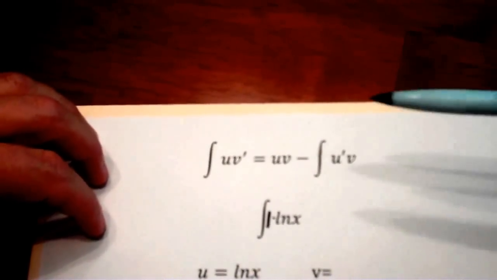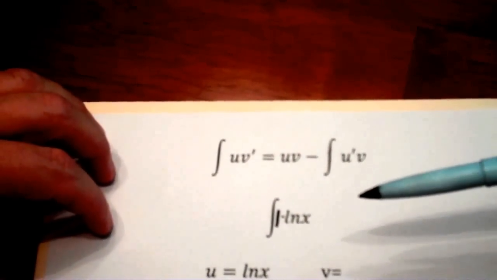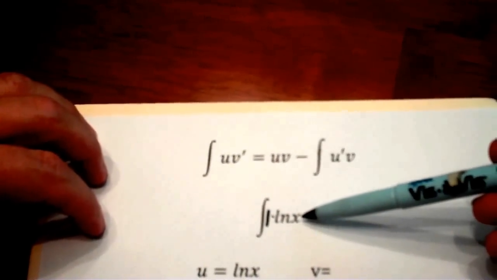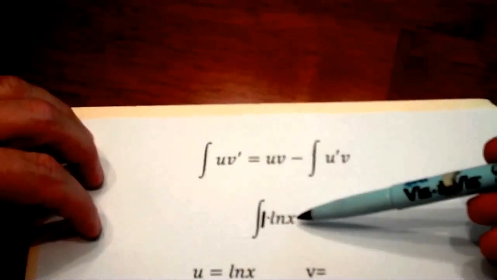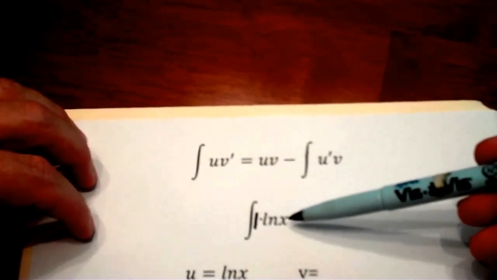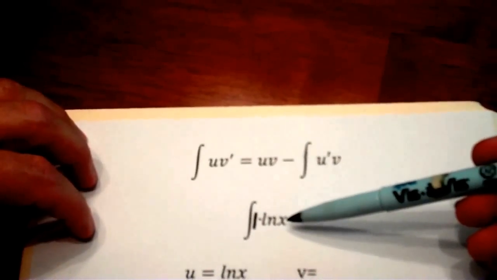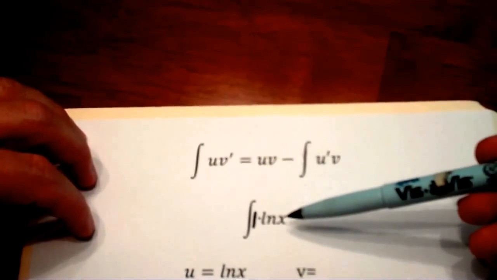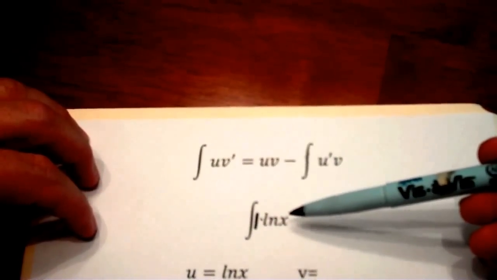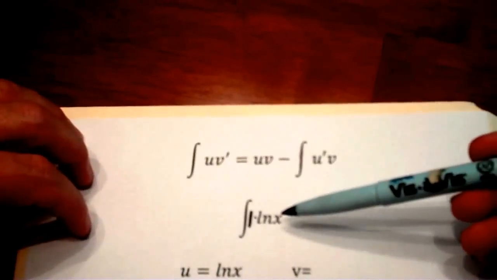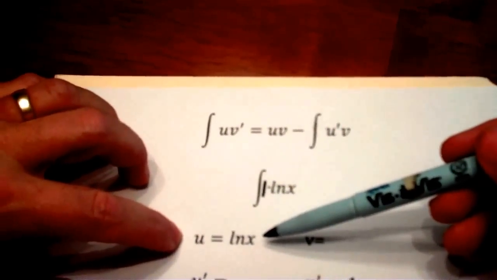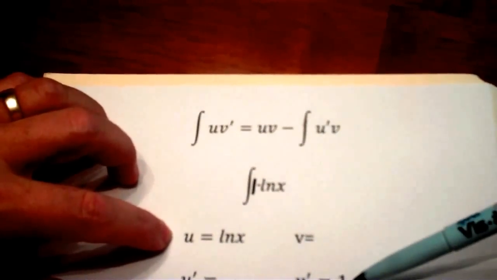That would be great. But the other thing you have to remember is, if I pick u to be 1, that means I'm picking the natural log of x to be my v prime. Well, whatever v prime is, I've got to have v, which means I'm going to have to integrate it. I can't integrate natural log of x. That's the whole problem. So there's no way I can make the natural log of x v prime. I've got to make the natural log of x my u value. And my v prime value will then have to be the 1.